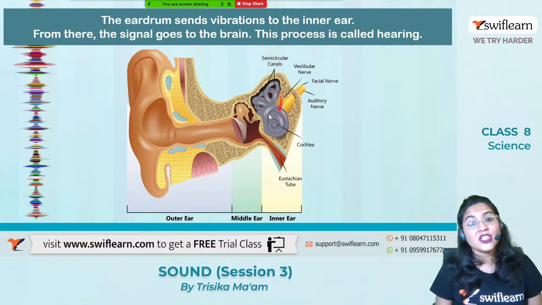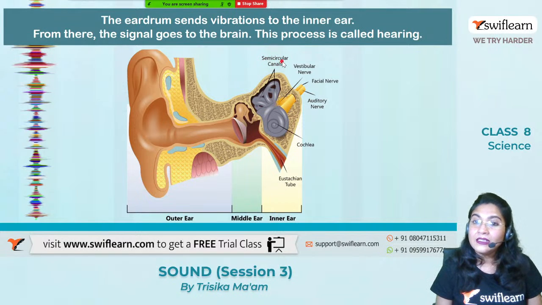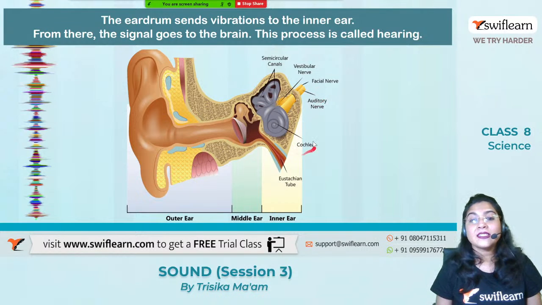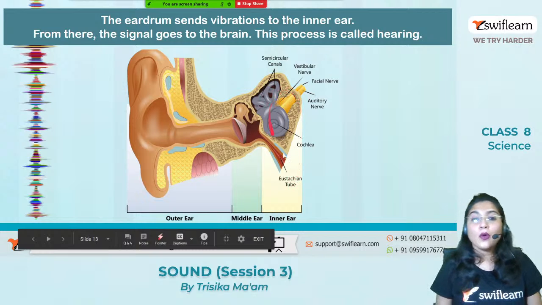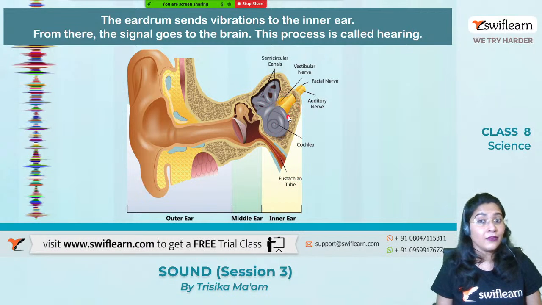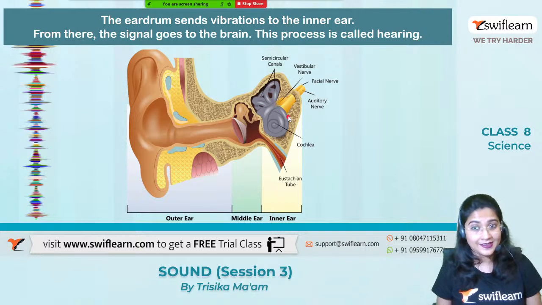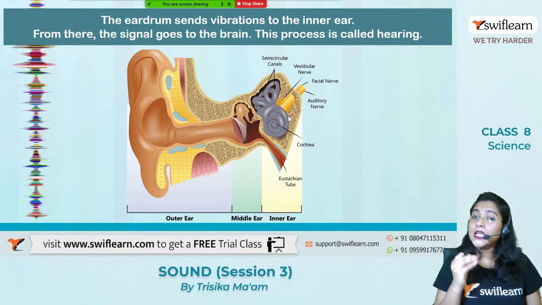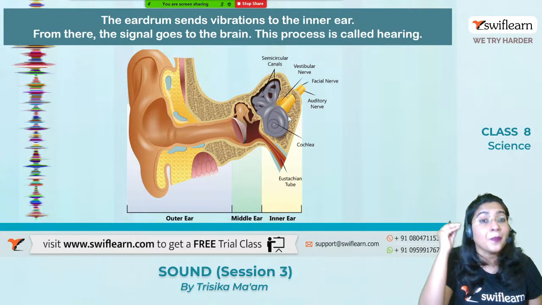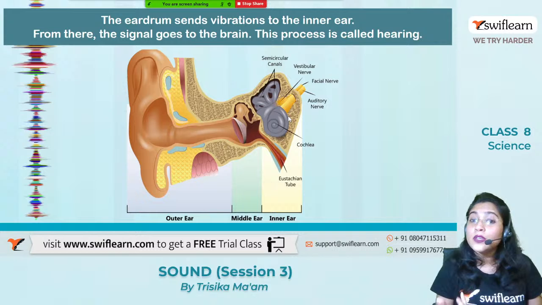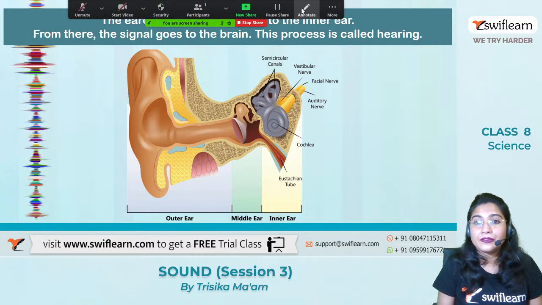Now what is actually present within the internal ear? It is the semicircular canal, the vestibular nerve, the auditory nerve, the facial nerve, we can see the cochlea, and the eustachian tube. Okay, so all these parts you will study in detail when you go to the higher classes. Right? So now we will only consider the part through which the sound is going towards our brain. So through which part is the sound going towards our brain? With the help of this auditory nerve, right?